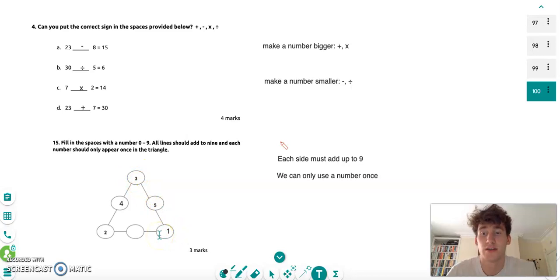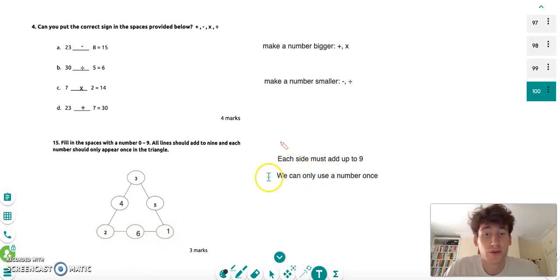Now let's repeat this process one more time with the final side or line. 2 plus 1 equals 3. So what do we then need to add to 3 to make 9? And the answer is 6. Let's check this again to be sure. 2 plus 6 is 8, plus 1 equals 9.